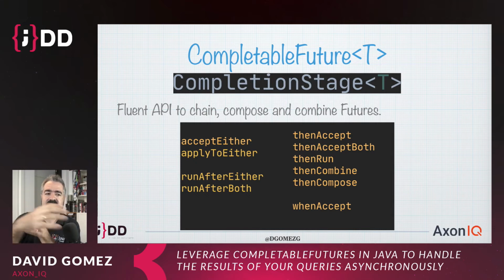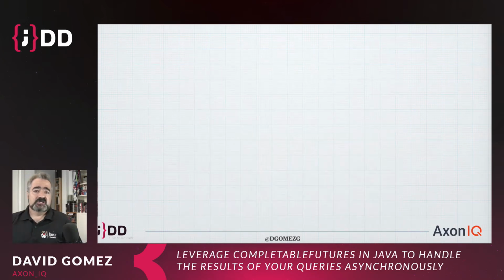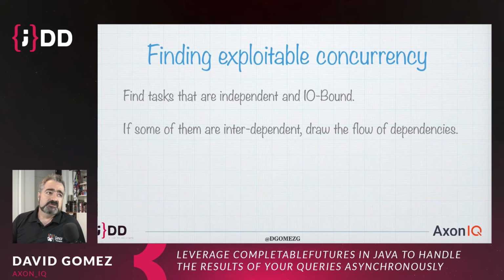And sometimes, depending on the method that we are going to use, it will provide the result of the first task as the entry point to the second task. So once that we are using CompletableFutures, the main thing that we should do is try to find exploitable concurrency in our code.